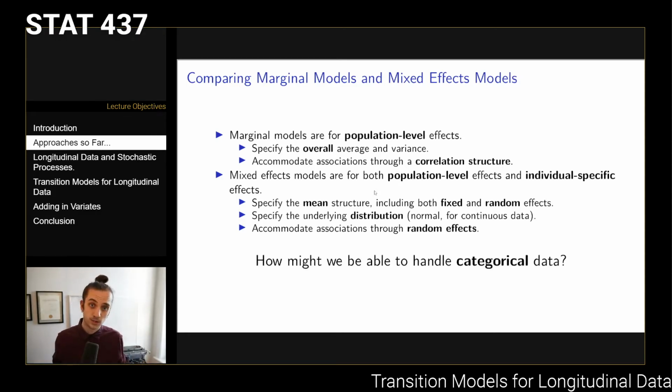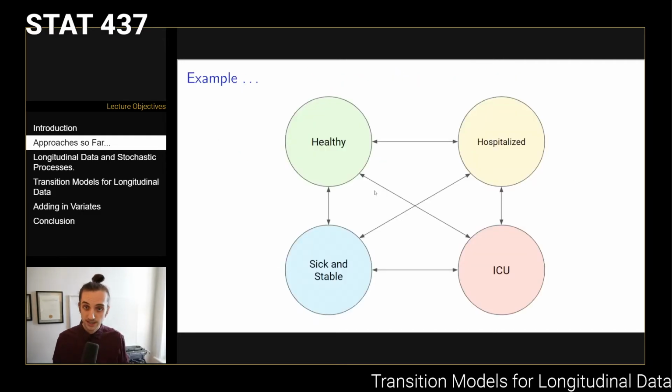So a natural question to ask then is, how might we be able to handle categorical data? If you think back to your GLM course, there are actually methods for accounting for categorical data using GLMs, but they're not necessarily the most natural, right? You expand on logistic regression and you can use multiple categories that way. But there's going to be a more natural approach. And so we can take an example here.